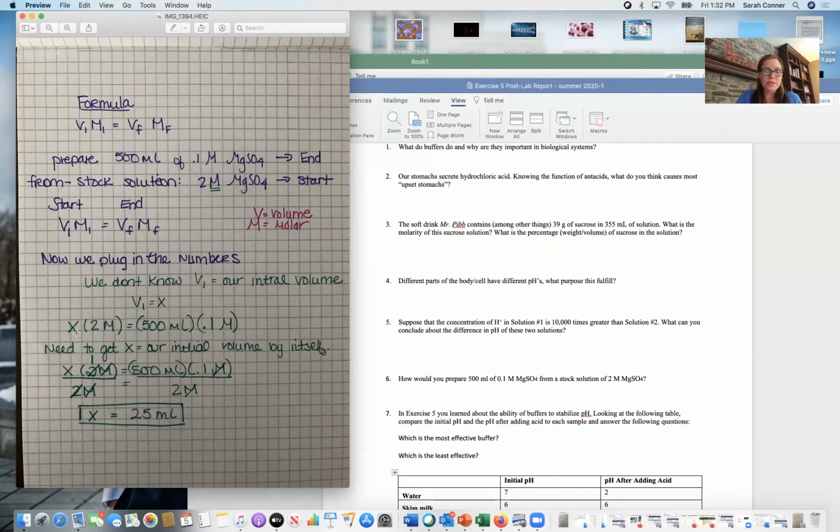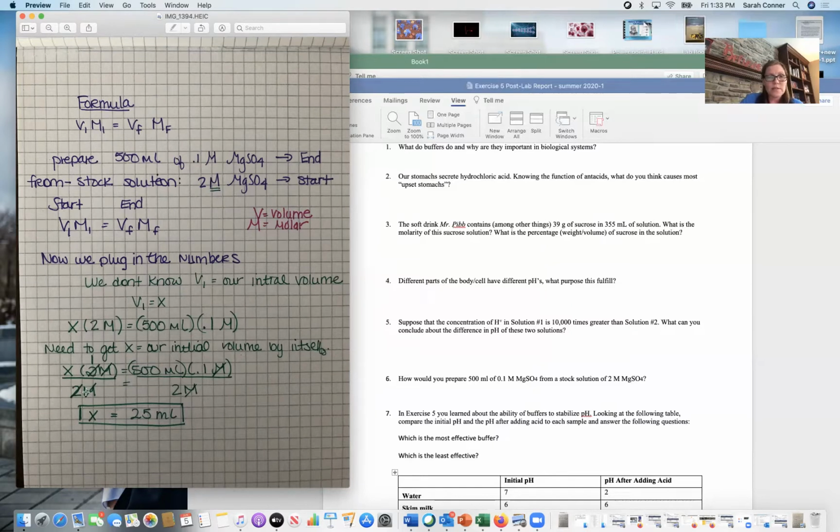So I know I start with a 2 molar solution, but I don't know that volume, but I end with 500 mils times the 0.1 solution. And then you just need to get the X on one side by itself, and that will give us our final volume, or the initial volume that we have started with, sorry.